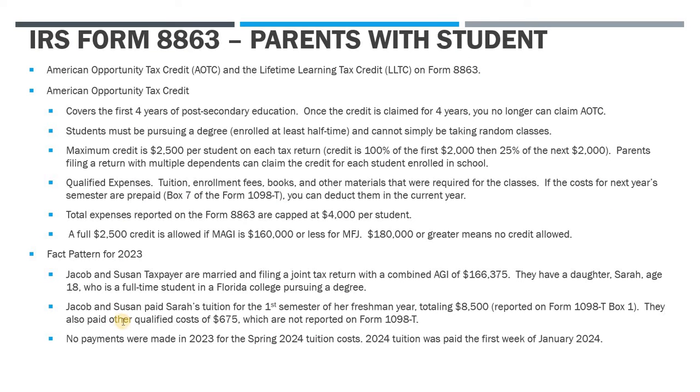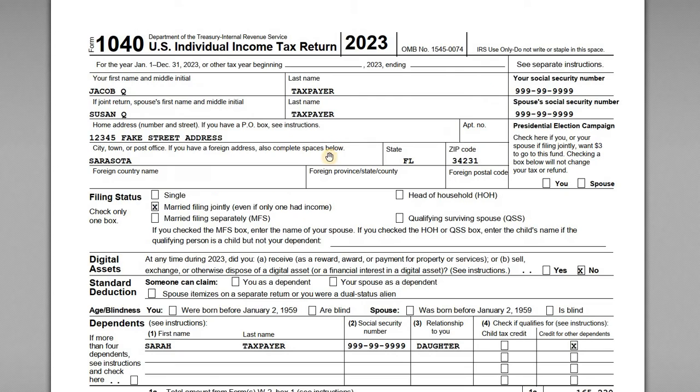All right, so on the last slide, they also paid for some other costs, $675, right? So books and other supplies. And then lastly here, they did not make any payments in 2023 for spring tuition. So the 2024 tuition, they made that payment in January 2024, right after the new year. All right, so let's have a look at the return and see how all this comes together.